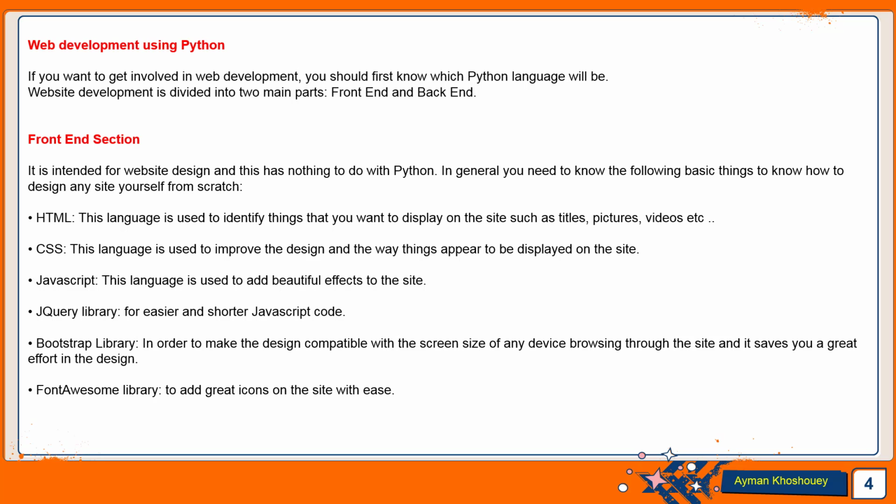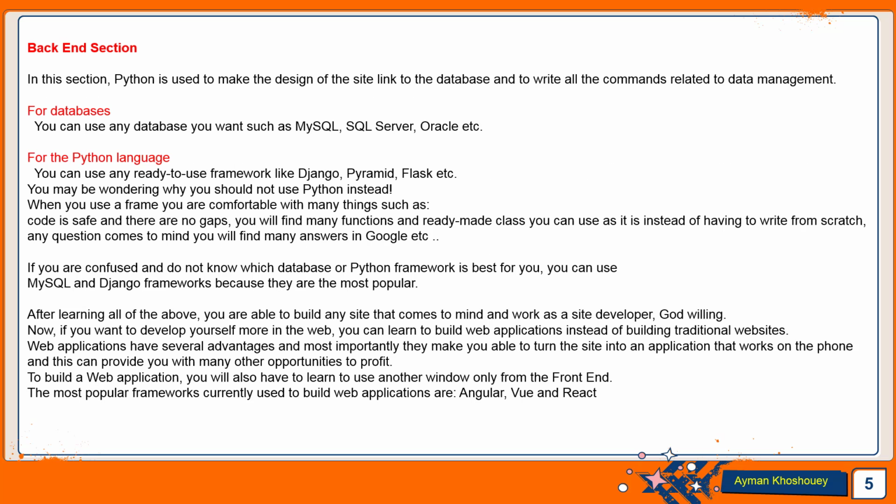Web development using Python. There is the front-end section. You can learn HTML or CSS or JavaScript or the jQuery library, Bootstrap library, Font Awesome library. All of this you can learn to make a good website. Backend section, database. You can work with MySQL, SQL Server, Oracle, and so on.